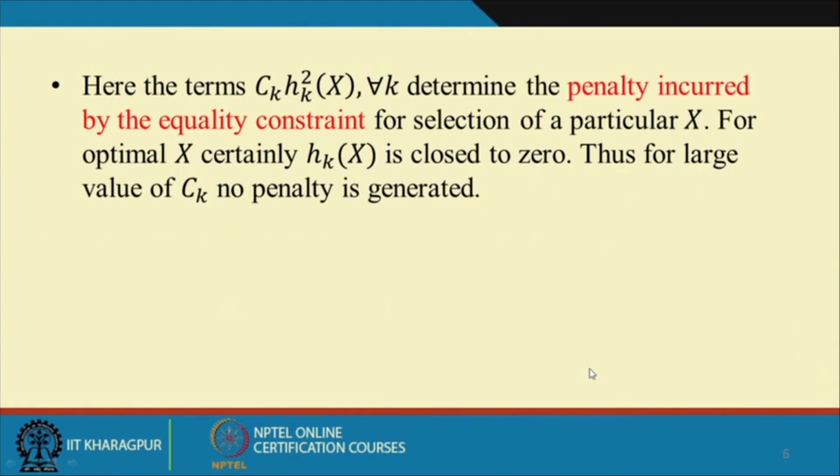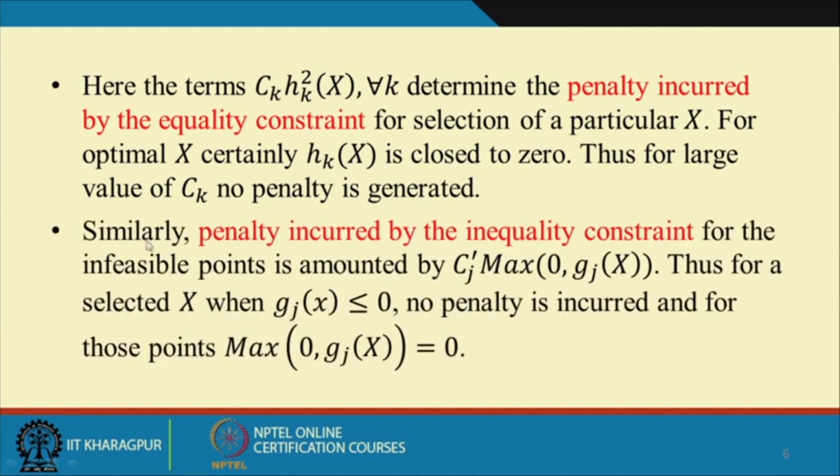If we summarize, the terms ck hk squared determine the penalty incurred by the equality constraint for the selection of a particular x, and for optimal x, certainly hk(x) is close to 0. Thus, for a large value of ck, no penalty is generated. Here we are making ck tend to infinity. That is why we have considered the exterior penalty function method, where we are making cj prime tend to infinity as well. This is the penalty term incurred, and if x is within the feasible space, then no penalty is incurred; otherwise gj(x) is the corresponding penalty.